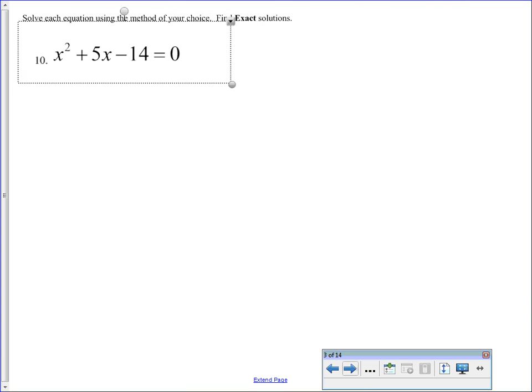All right, so now we get into the solving part. Remember, there are 5 ways to solve. We can take the square root, smartboard's way off, of both sides.